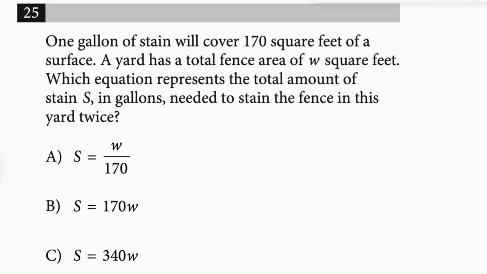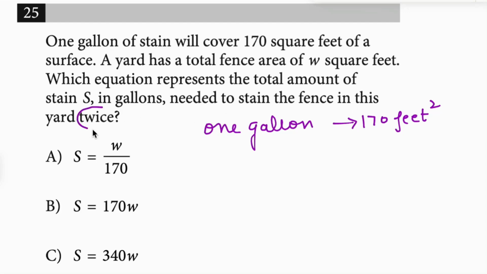We are on question 25, total are 27. Okay, let's do it. 1 gallon of stain will cover 170 square feet of a surface. Let's write this information. So 1 gallon covers 170 square feet. A yard has a total fence area of W square feet. Which equation represents the total amount of stain S in gallons needed to stain the fence in this yard twice?